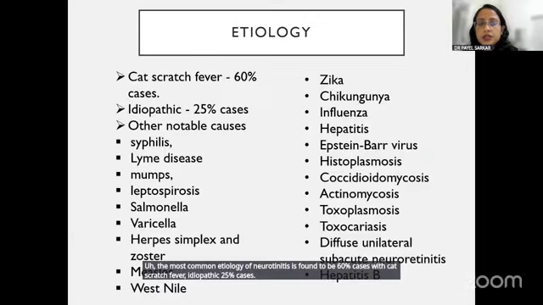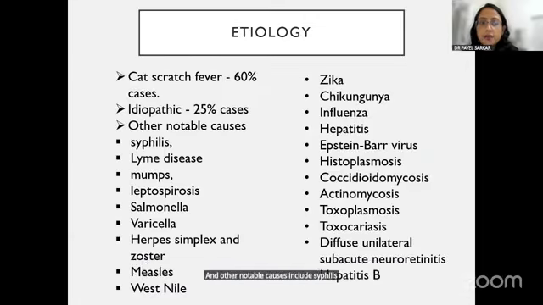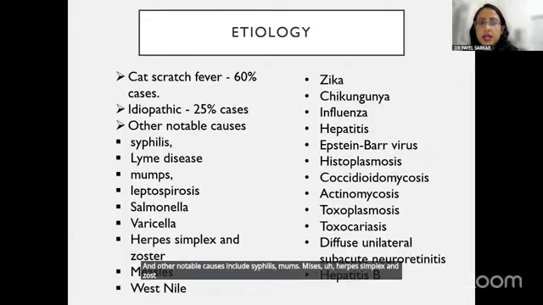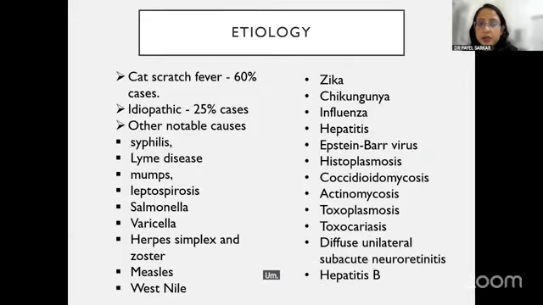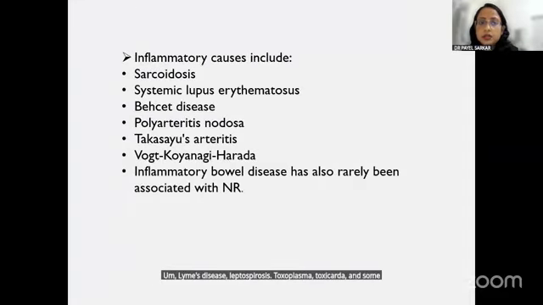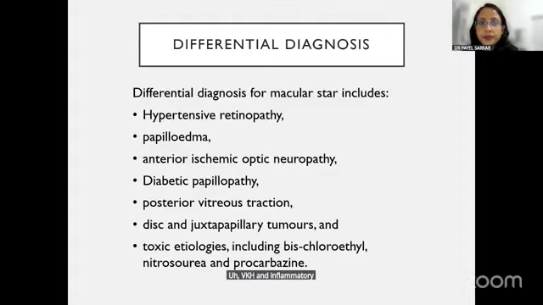other notable causes include syphilis, mumps, measles, herpes simplex and zoster, varicella, Lyme's disease, leptospirosis, toxoplasma, toxocara, and some inflammatory causes include sarcoidosis, SLE, Behçet's, polyarteritis nodosa, Takayasu, VKH, and inflammatory bowel disease.